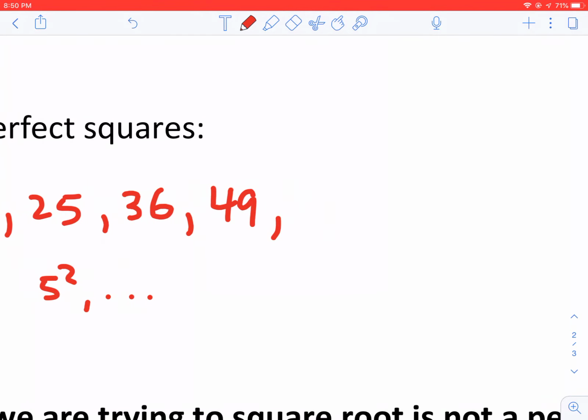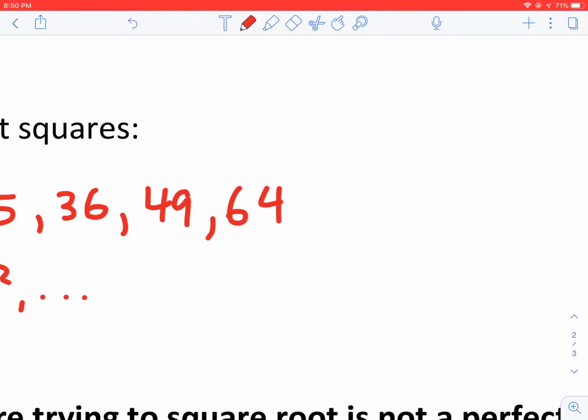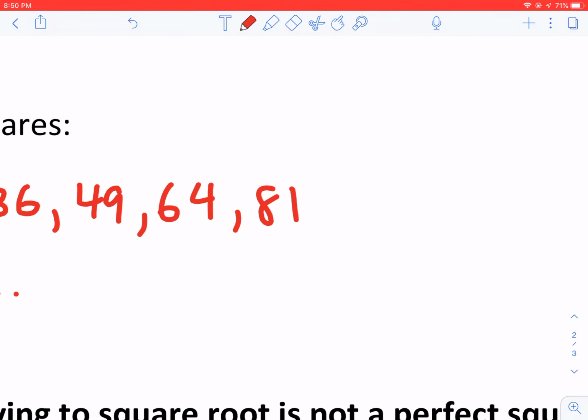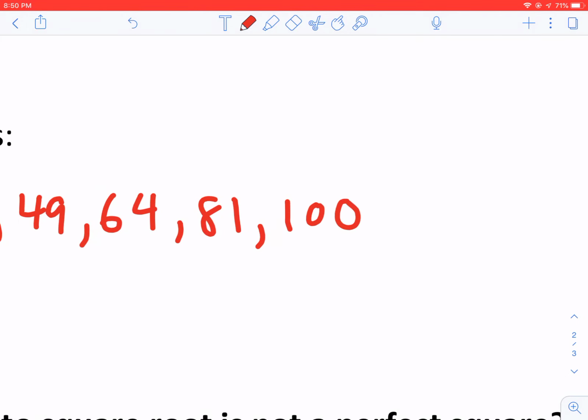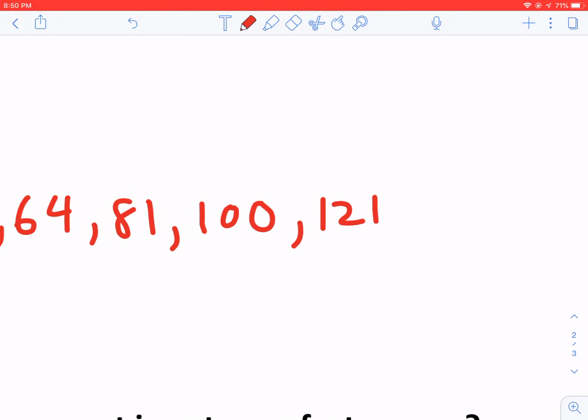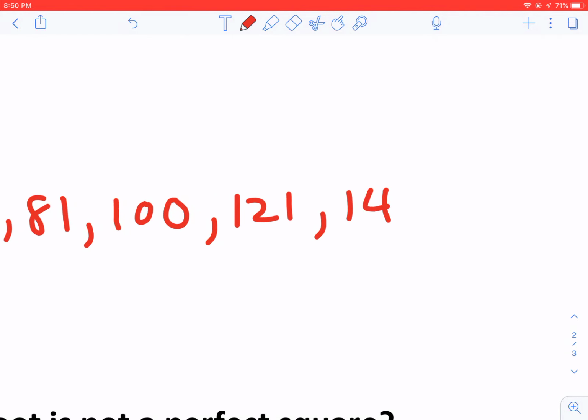9 times 9 is 81. 10 times 10 is 100. 11 times 11 is 121. 12 times 12 is 144. Right? So if you drew a square root over any of these numbers, right, you would get a nice answer, like so.